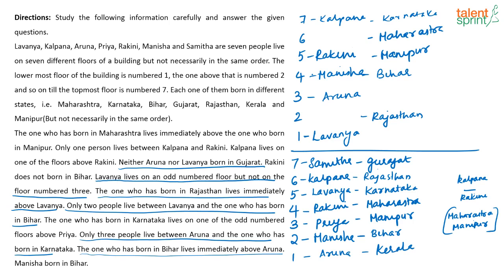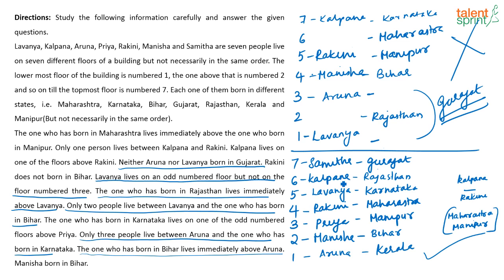Okay, so let us try to complete the first case now. The one who is born in Maharashtra lives immediately above the one who is born in Manipur. Only one person lives between Kalpana and Ragini. Kalpana lives on one of the floors above Ragini. Neither Aruna nor Lavanya are born in Gujarat. So now if I am going with the first case, very clearly it is given Aruna and Lavanya cannot be in Gujarat. Now if you look at the places that I have fixed, the only two people for whom I have to fix places are Aruna and Lavanya. Obviously one of them has to be Gujarat based on the arrangement that I have got, which is not possible. So this is going to go wrong anyways. So this will be your correct arrangement.